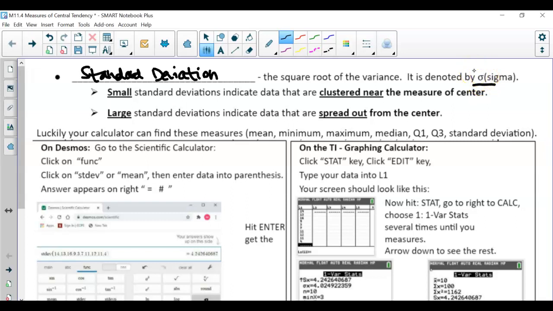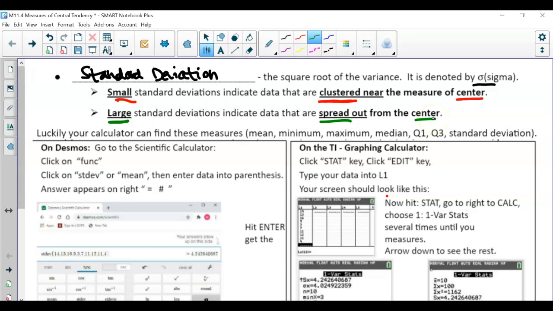So what you guys need to understand about standard deviation is this. If it is a small value, then the data is going to be very clustered, very close together, near the measure of the center. So versus here, it's going to be a larger value, the standard deviation, if the data is more spread out away from the center of the data.